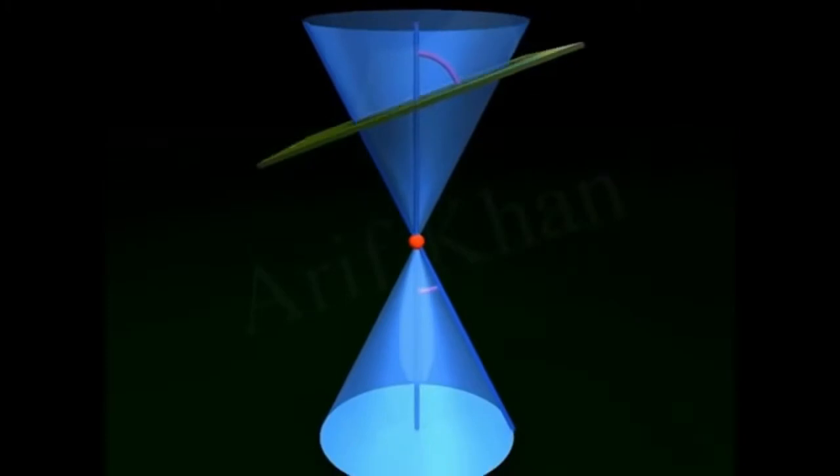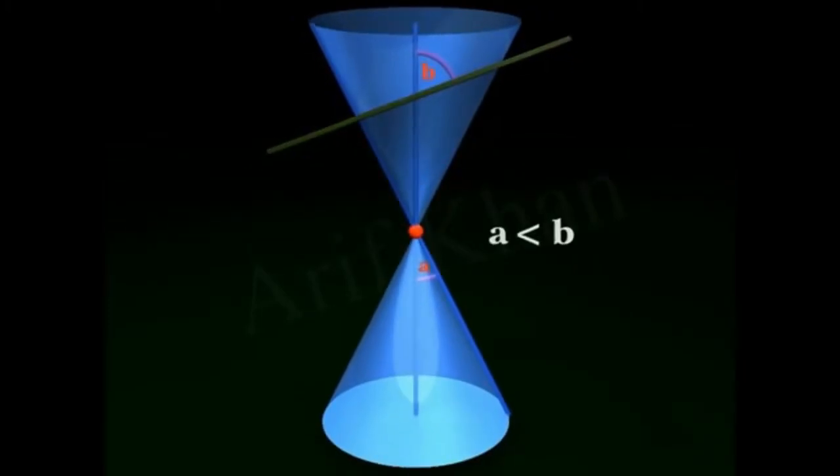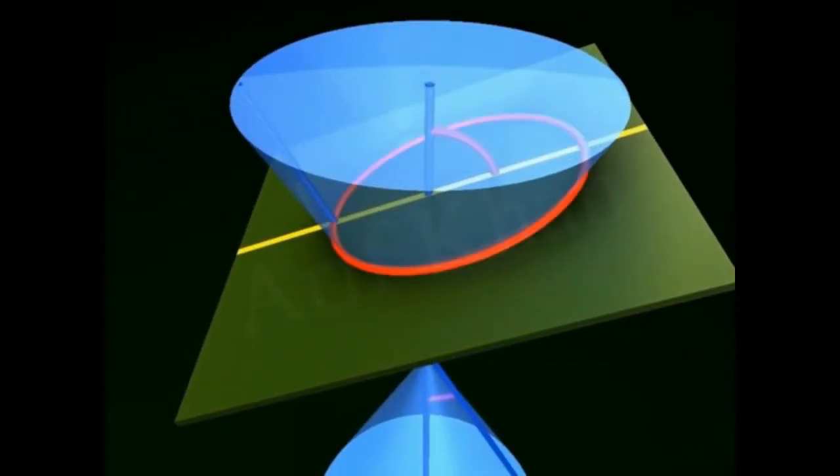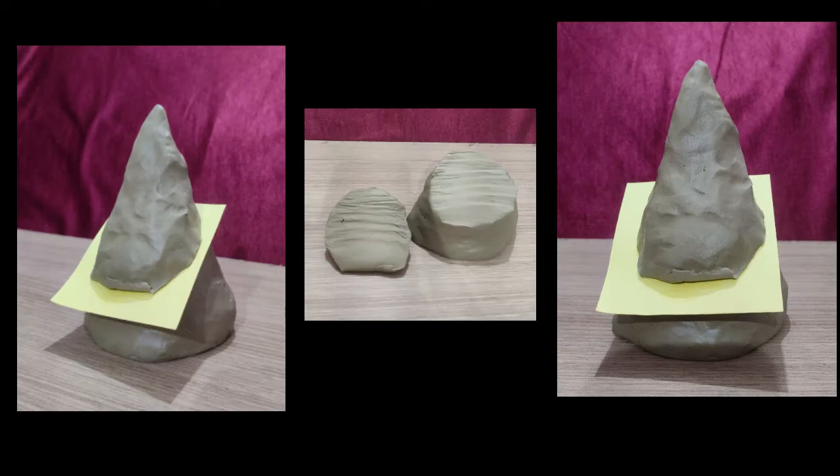An ellipse is the set of all points in a plane, the sum of whose distances from two fixed points in the plane is constant. The two fixed points are called the foci of the ellipse.